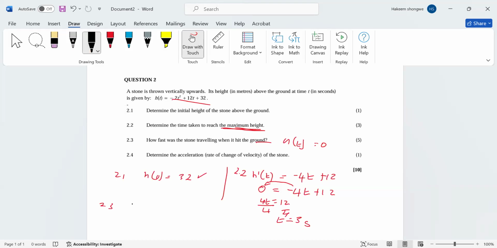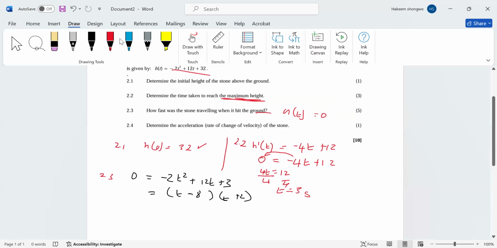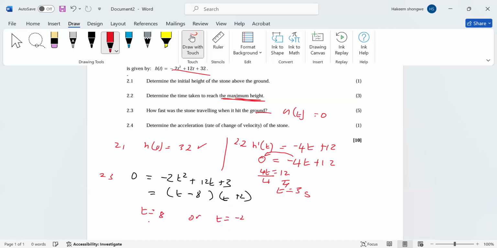We're going to say we have 0 equals minus 2t squared plus 12t plus 32. We can factorize this. So t is going to be 8 and t minus 8, other one is plus 2. So it reached the ground 2 times, but time cannot be negative. So t is equal to 8, or t is equal to minus 2. Therefore, t is equal to 8. This one we just tell them is not applicable.